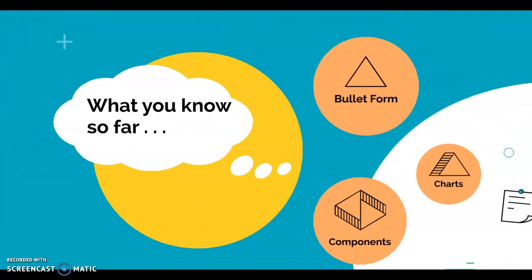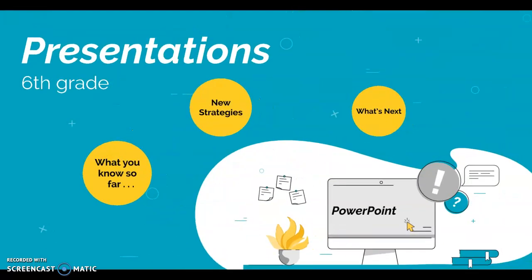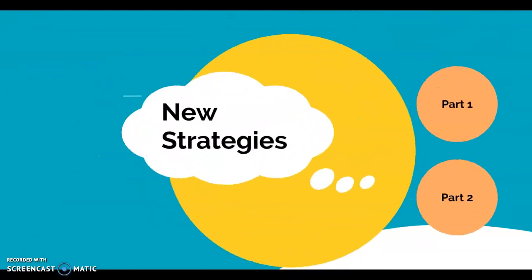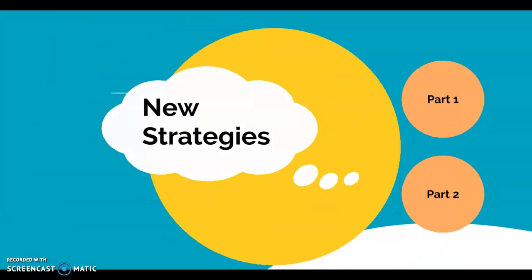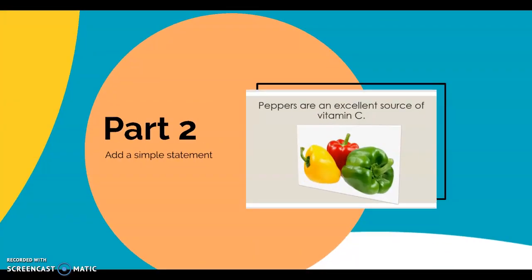So a new strategy that we're going to look at today is combining some of those things. The new strategy is in two parts. One, choose your image very, very carefully. Make sure that your image is something that's going to capture the audience's attention and relate to the information that you're sharing. Once you have the image or graphic you choose, then just add a very simple statement, sentence, phrase, whatever you wish, that's going to help prove the point or help share that vital information that you want to share.